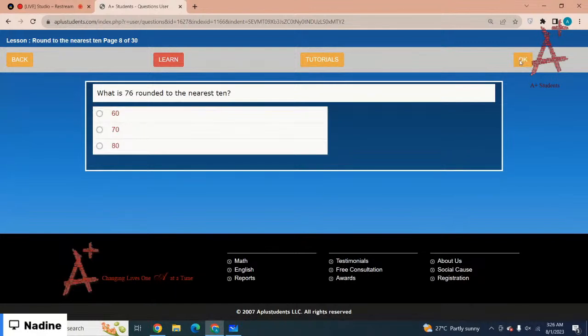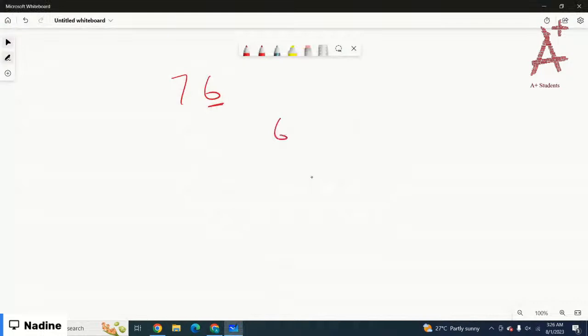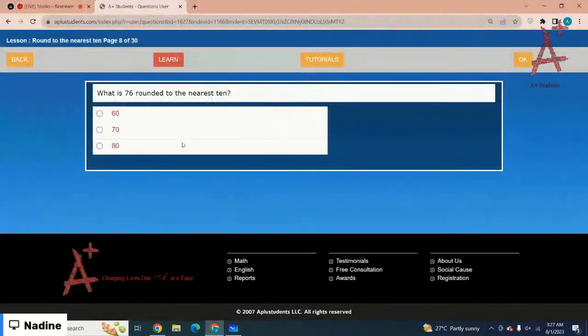What is 76 rounded to the nearest 10? Okay, 76 it is. The digit that is at the ones position is 6. You have to compare this digit to 5. 6 is greater than 5, right? That means you have to end up on the next 10. For the next 10, you have to replace the ones digit with 0, and 7 plus 1 is 8. So 76 is rounded off to 80. So the correct option is 80.